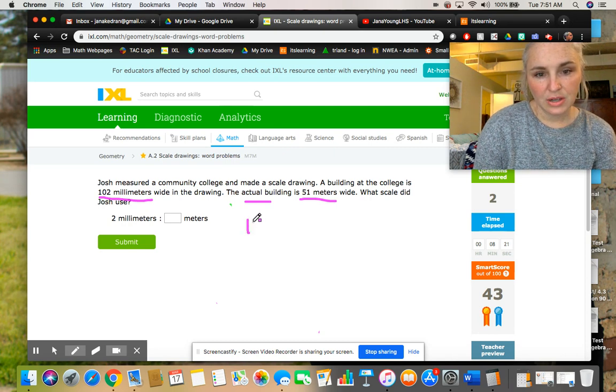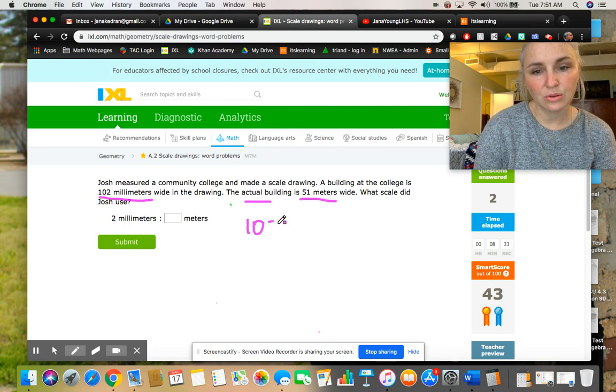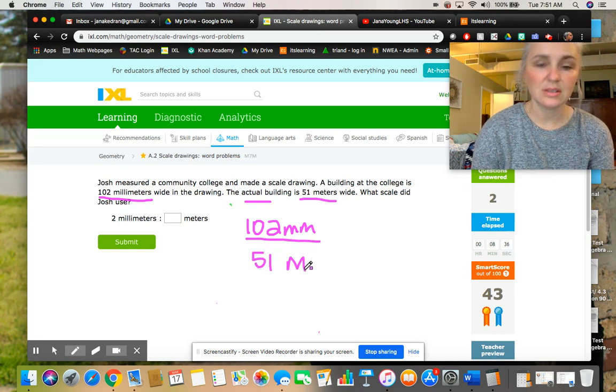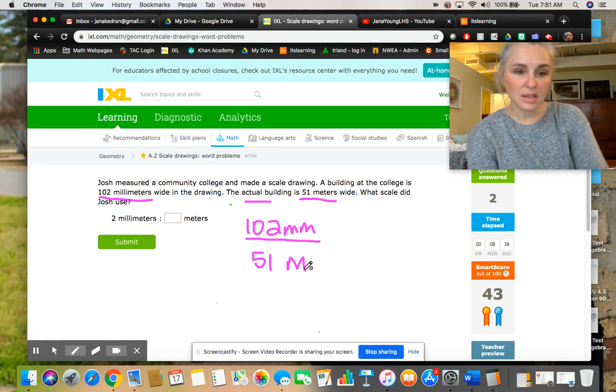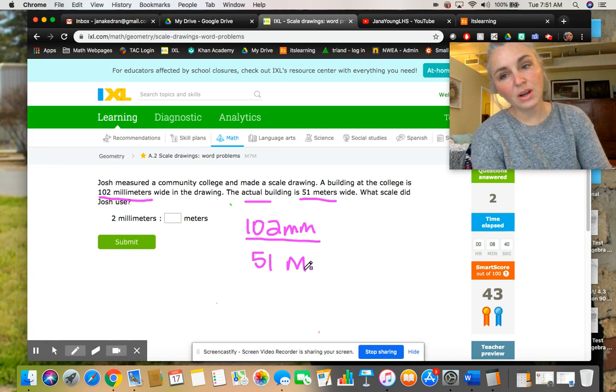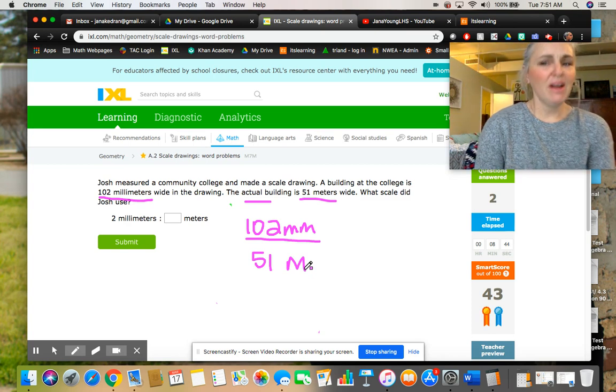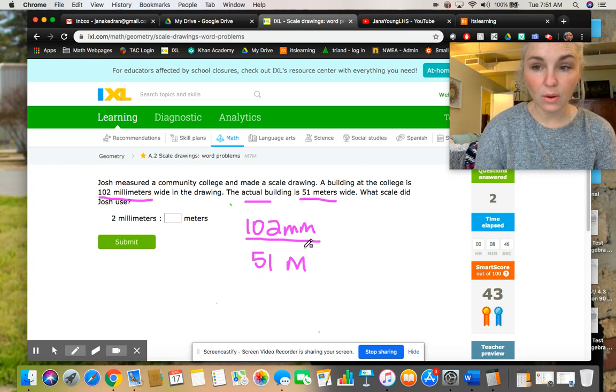So 102 millimeters to 51 meters. And we're wanting to get down to, I'm sorry, it's early. We're wanting to get down to 2 millimeters.